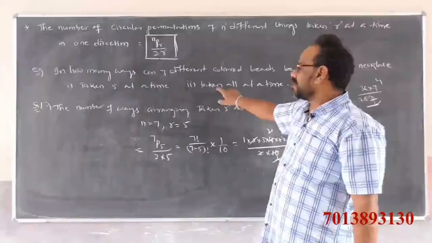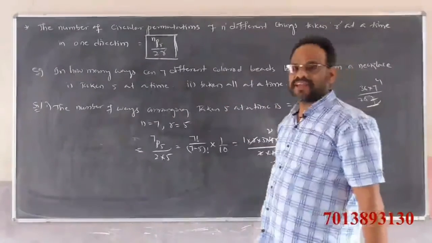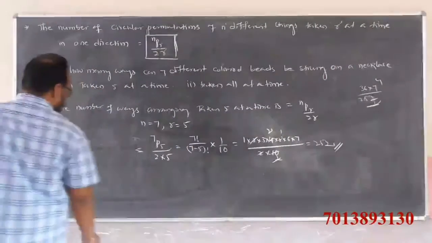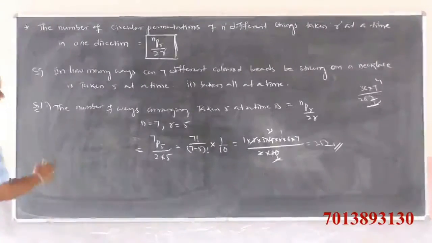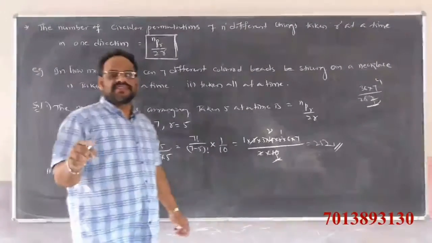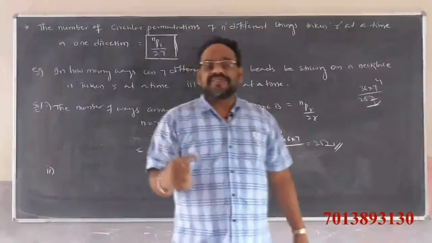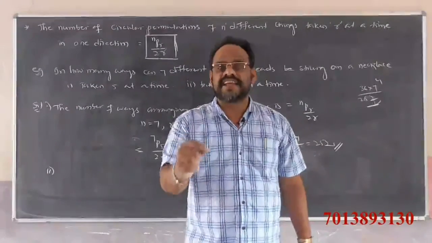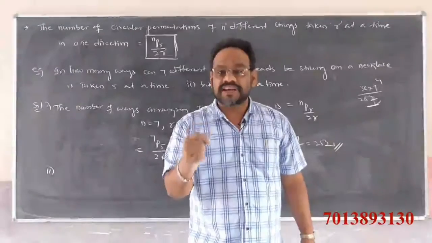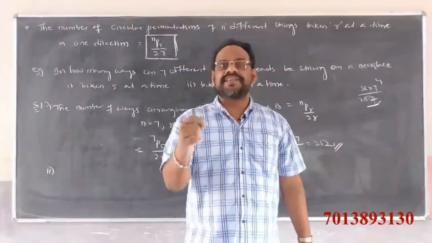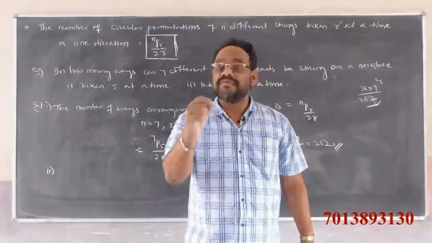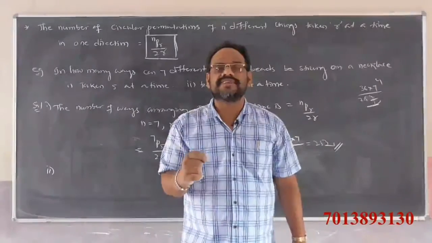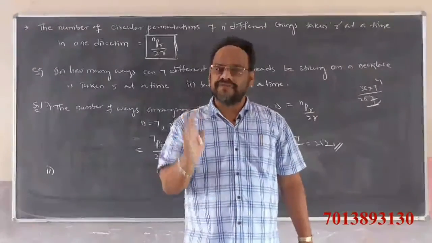Next, here we have another question, that is, taken all at a time. Already we discussed the formula: the number of circular permutations of n different things taken all at a time in one direction is half of (n minus 1) factorial.